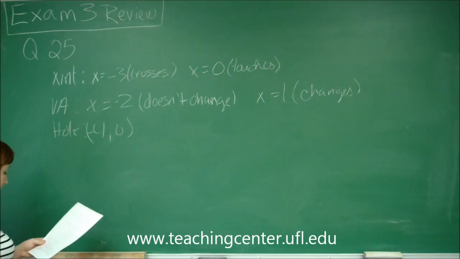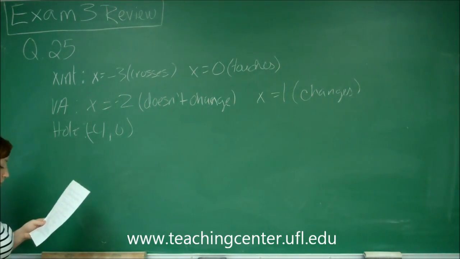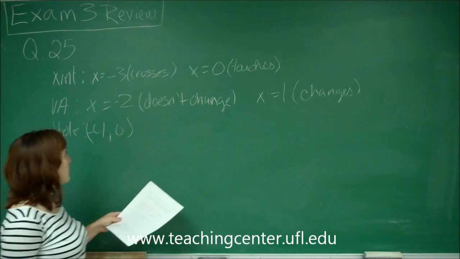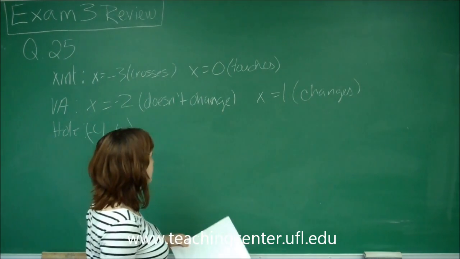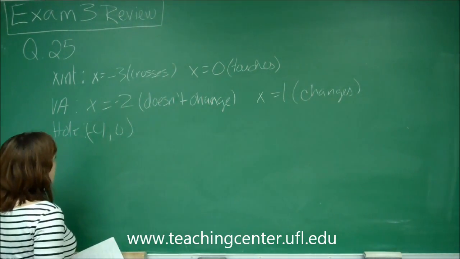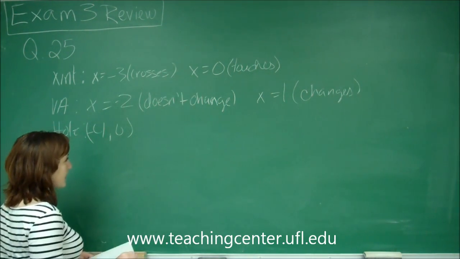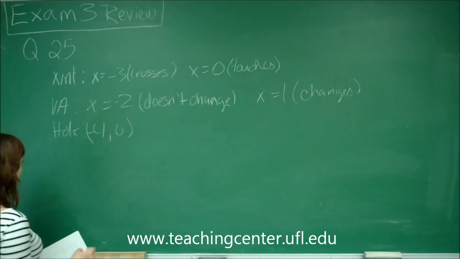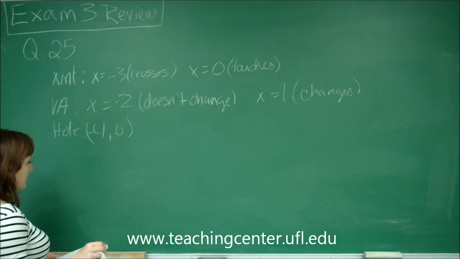Question number 25 says to find the equation of a rational function which has the following features. We have x-intercepts at x equals -3 where it crosses and x equals 0 where it touches, vertical asymptotes at x equals -2 where the sign doesn't change and x equals 1 where the sign changes, and a hole at (-4, 0).